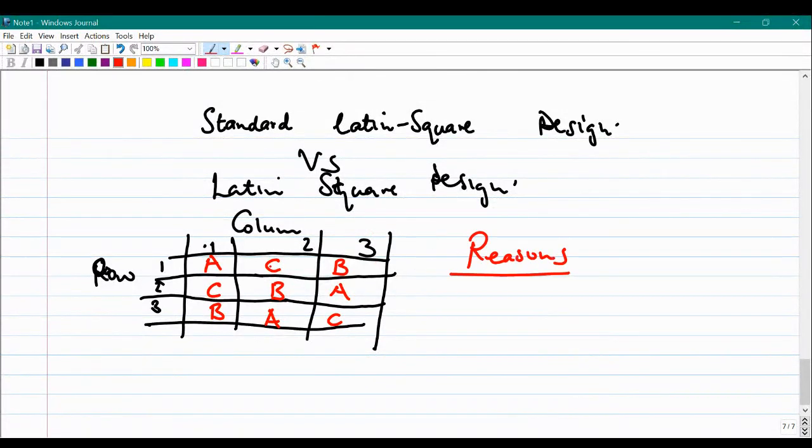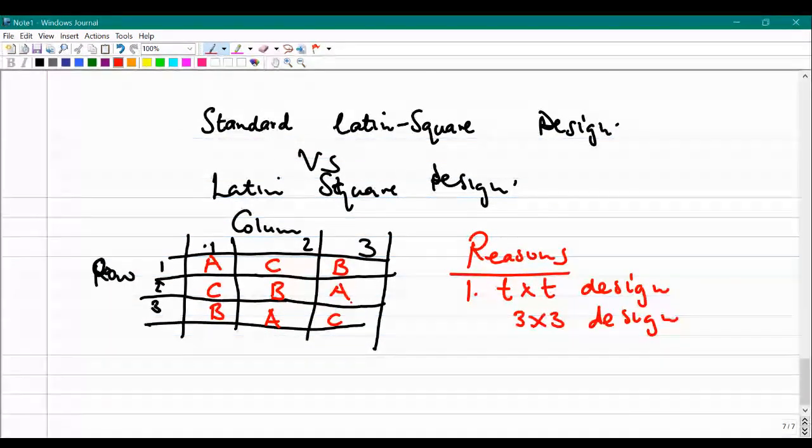You're saying it qualifies to be, yes. Reason number one: it's a T by T design, isn't it? Because we have three, it's a 3 by 3 design. Am I wrong? 3 rows, 3 columns. So it's fine. What is the other reason? Why are you saying it's a Latin square design? What else is guiding you?